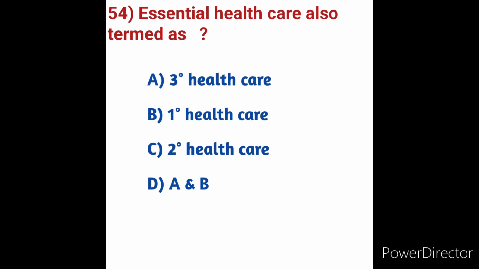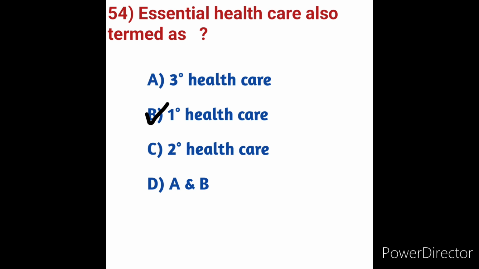What is primary health care? Primary health care is essential health care made universally accessible to individuals and families in the community by means acceptable to them, through their full participation and at a cost that the community and country can afford. It aims to optimize population health and reduce disparities across the population by ensuring that subgroups have equal access to services. So here in these options, option B: essential health care is also termed as primary health care.